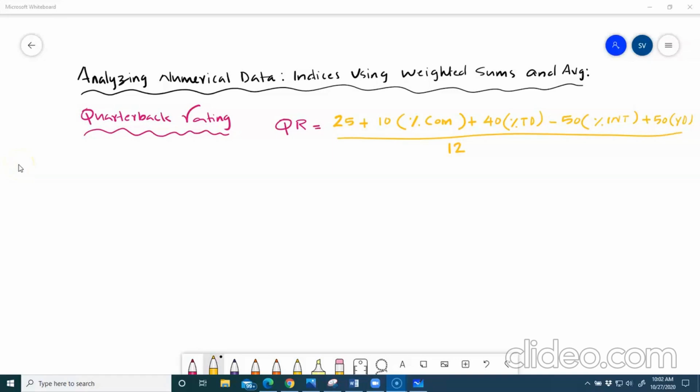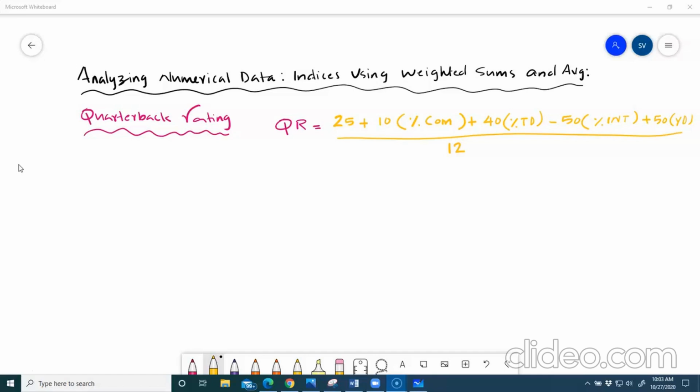This is Mr. M from Algebra Lessons. In this video, I am discussing analyzing numerical data indices using weighted sums and averages, in this section the quarterback rating. Because we are discussing real world situations, this quarterback rating we can connect to the football league: how to calculate the performance, how we can measure the efficiency. That's what we are discussing in this video.